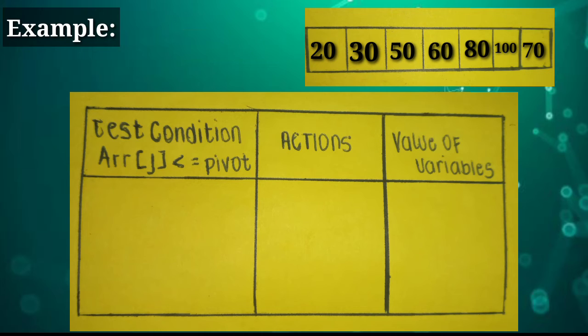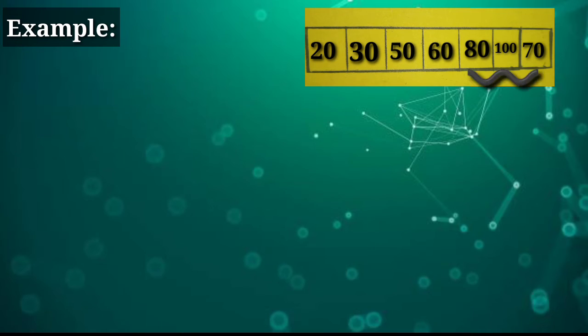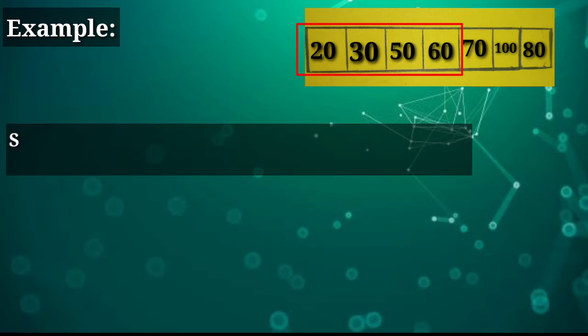Before pass 7, J become 6. So we come out of the loop. We now swap array I plus 1 and the pivot. Now that 70 is brought to its appropriate position by the partition function, we can begin quick sorting the left part.